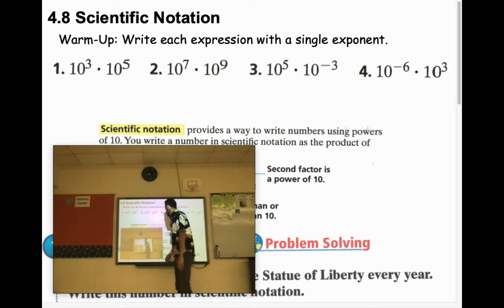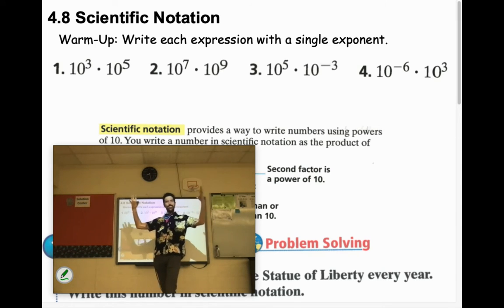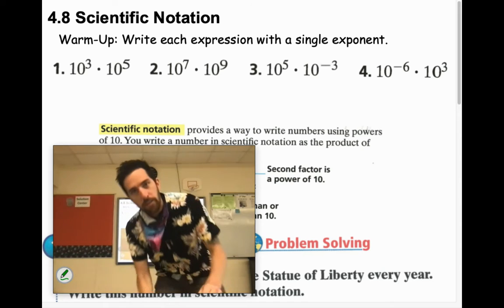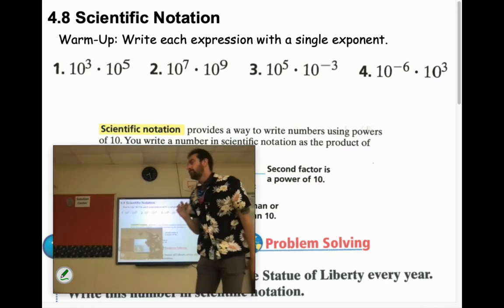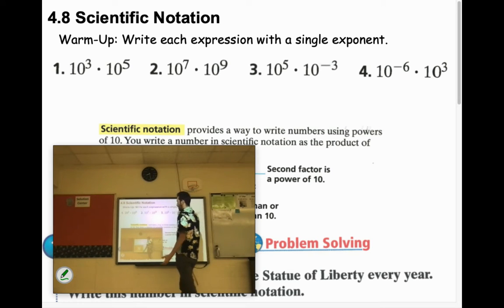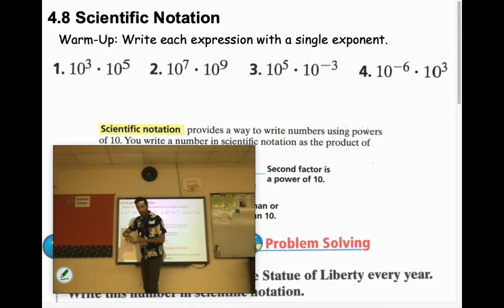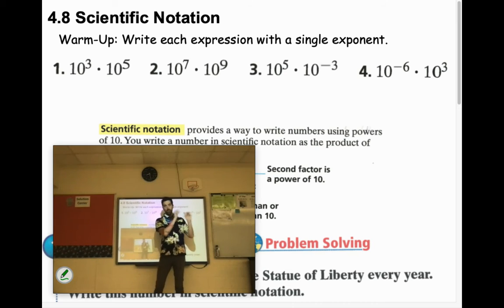Come on. All right. Scientific notation is a way you can represent very large or very small numbers. Okay. So it'll say something like 5 times 10 to the 20th power, or 2.1 times 10 to the negative 30th power.